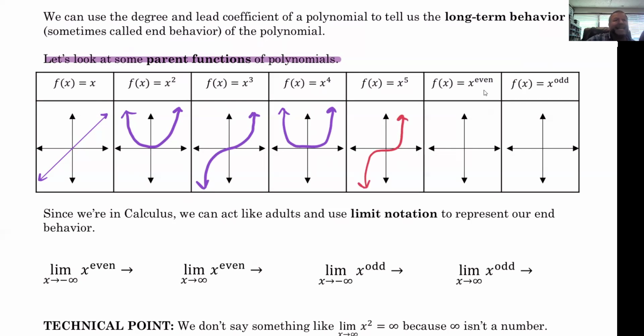In fact, x to any even number is going to look like x squared. The higher that even power is, the more boxy it gets at the bottom. So any x to an even power is going to look like that. And x to any odd number that's bigger than 1 is going to look like x cubed. And again, it just gets boxy near the origin, between positive and negative 1.